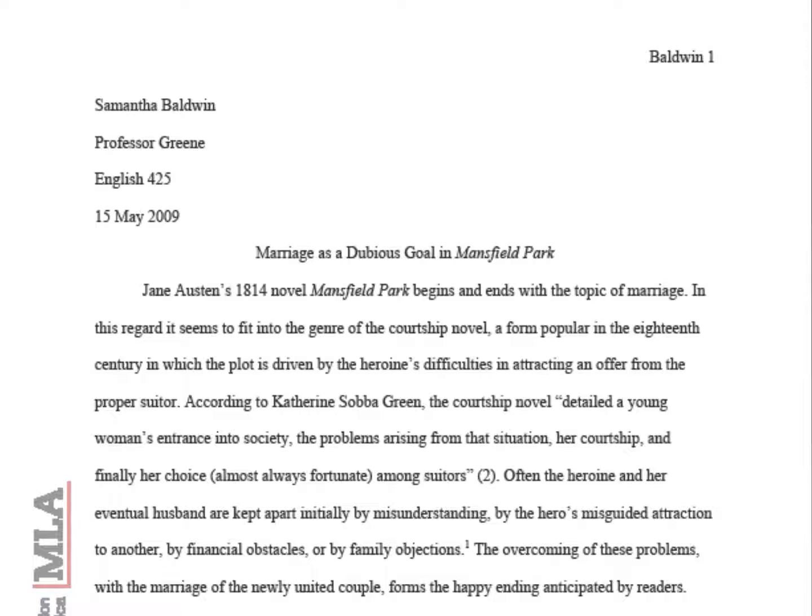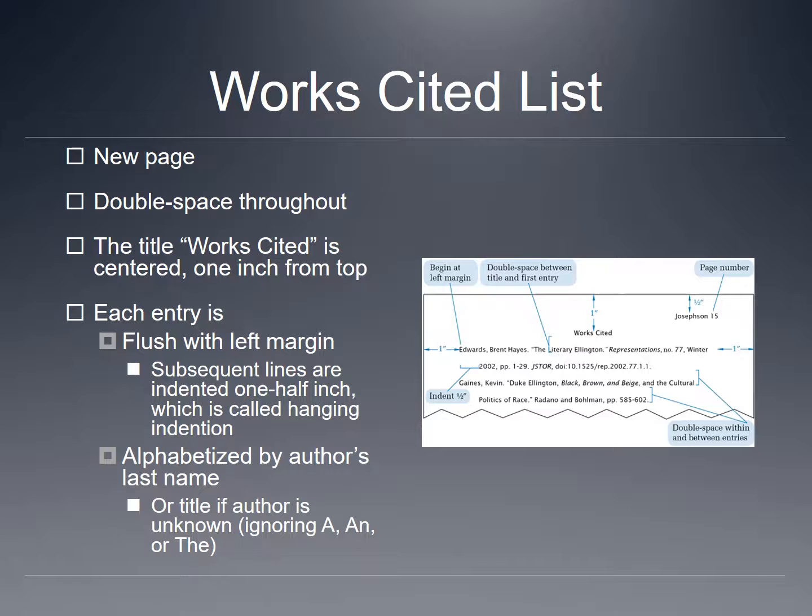Here is an example of an MLA sample paper in MLA style from the MLA Handbook. Samantha Baldwin's classic work, Marriage is a Dubious Goal in Mansfield Park. Notice her name, professor's name, the course, the date, her page number with her running head, which is her name. And then notice the title. The title has a title in it. Mansfield Park is a book by Jane Austen, so Mansfield Park is italicized where the rest of the work is not. We are going to move on to works cited, and then we'll actually get into the in-text citation you see on this page. Works cited list.